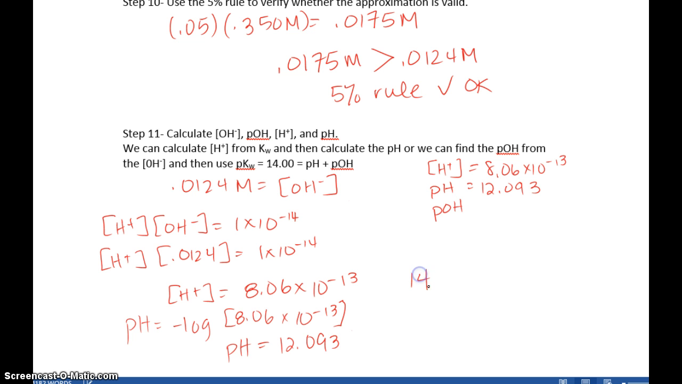And then I'm going to do 14 is equal to pH plus pOH. So I'm going to do 14 minus the 12.093, and I'm going to get 1.907 for my pOH.